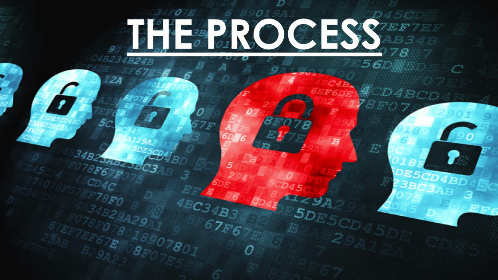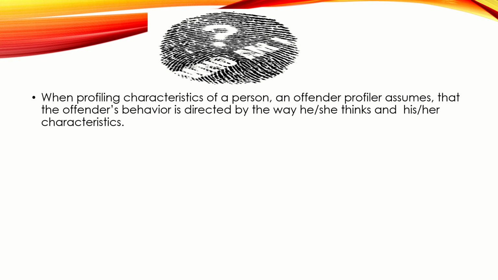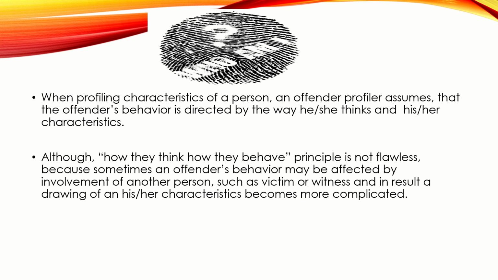Okay, guys, so we're going to move on to the process of criminal profiling. We're going to be looking at the bottom-up process and the top-down process. Now, we know the basic assumptions of the process. When profiling characteristics of a person, an offender profiler assumes that the offender's behaviour is directly linked to the way that they think and what they've done at the crime scene. Although this principle is not flawless, because sometimes an offender's behaviour may be affected by the involvement of another person, such as the victim or a witness, and as a result, drawing up his or her characteristics becomes more complicated.